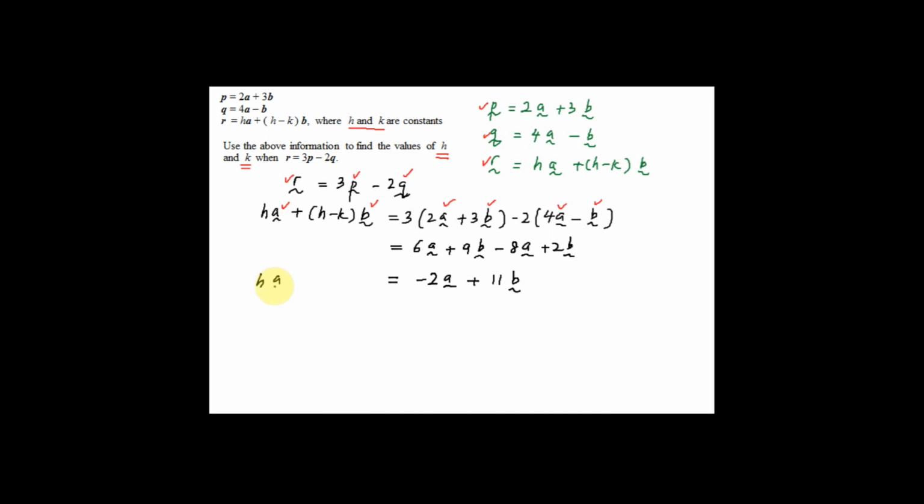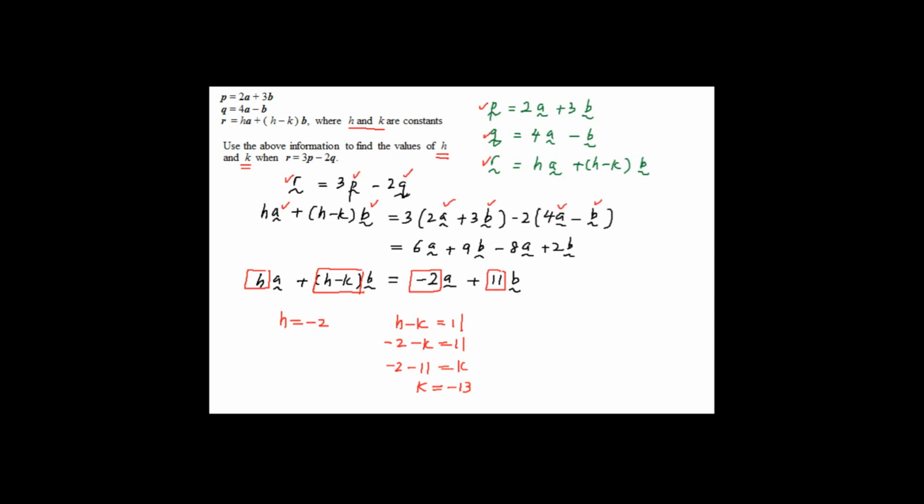So now you have to find the values using the comparison method. In this equation, where you group your a and b together, therefore h should be equal to negative 2. And h minus k, which is the constant in front of vector b, equal to 11. So your h minus k equal to 11. Your h is minus 2. Your negative 2 minus k equal to 11. Therefore, negative 2 minus 11 equal to k. Your answer for k equal to negative 13.